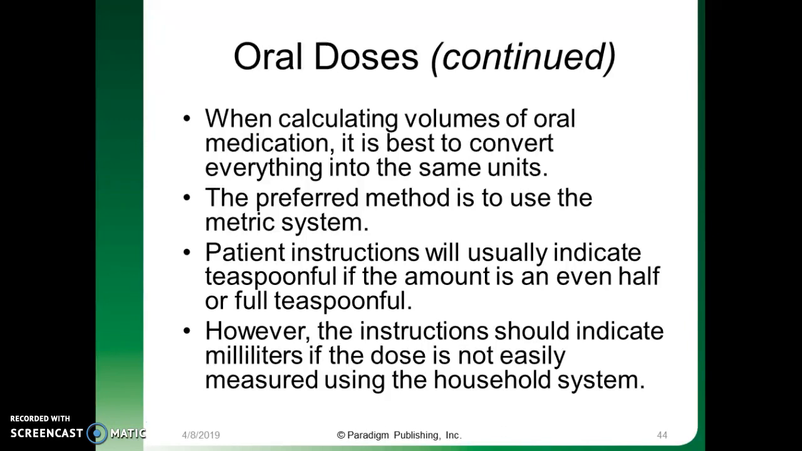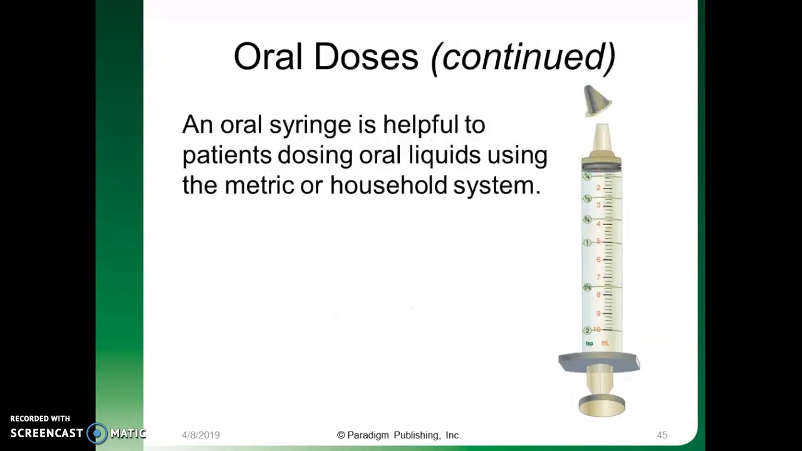So patient's instructions will usually indicate teaspoonfuls if the amount is an even half or full teaspoon. However, the instructions should indicate milliliters if the dose is not easily measured using the household measurements. And like I was stating earlier in the previous section, sometimes pharmacies will put both metric and household units within that sentence or those instructions of how to take those medications.